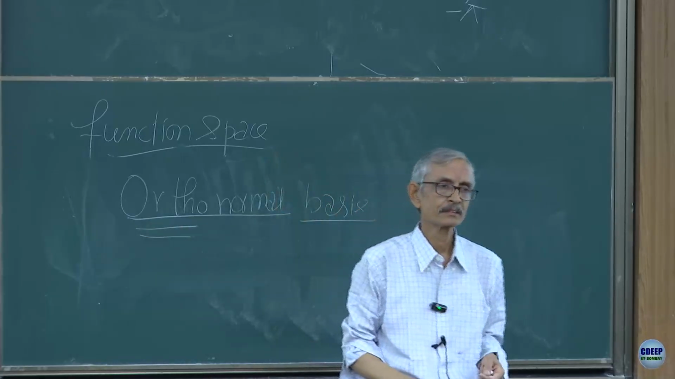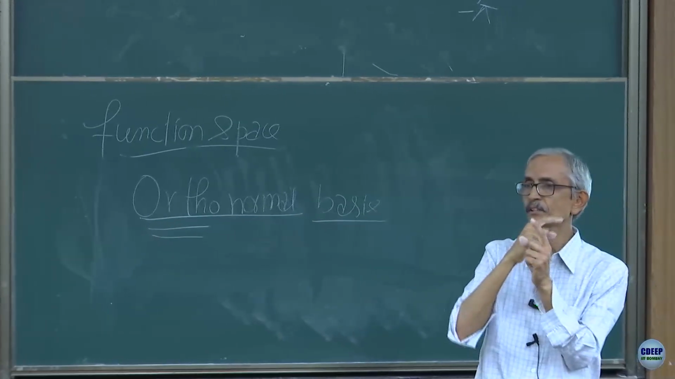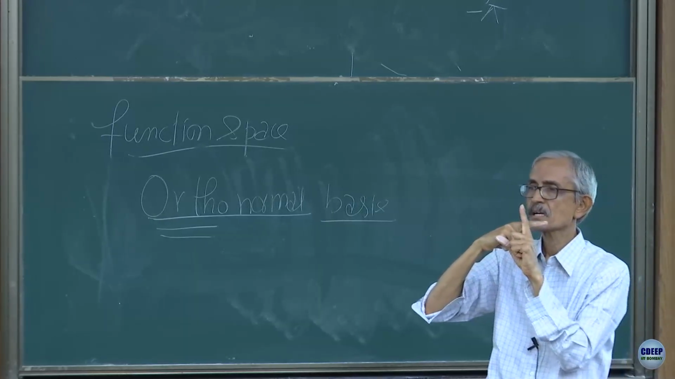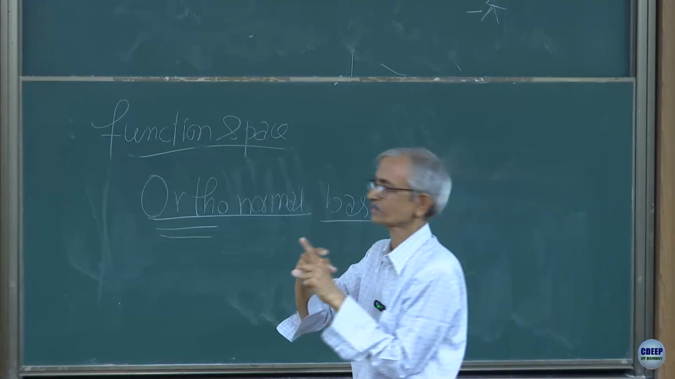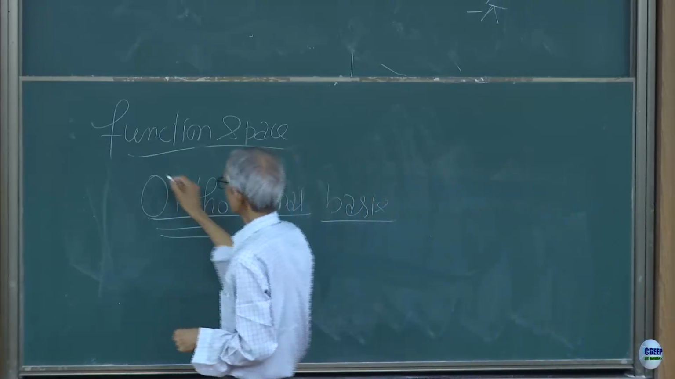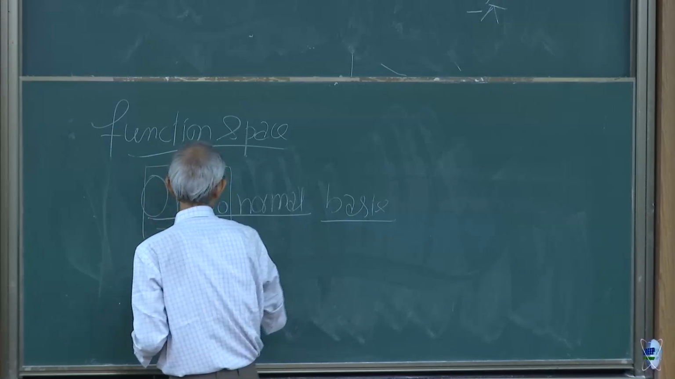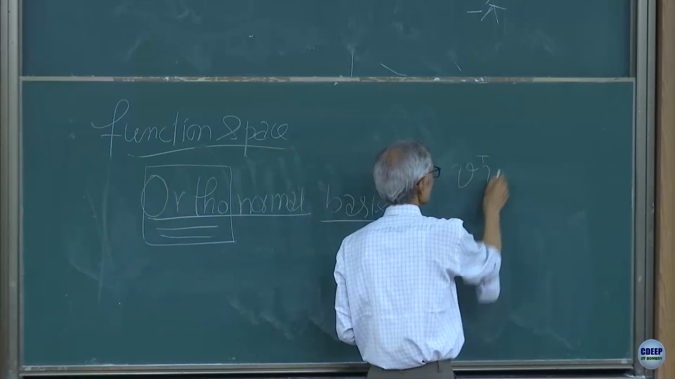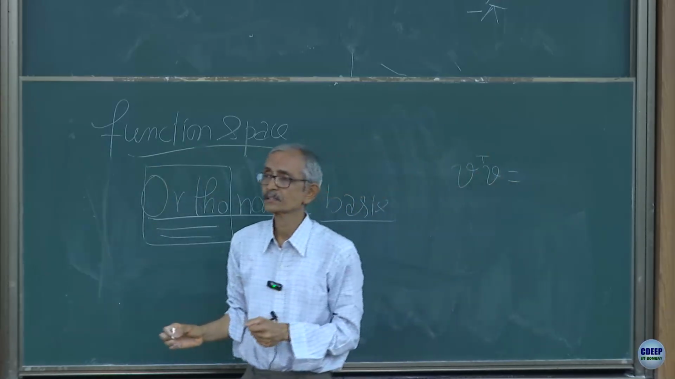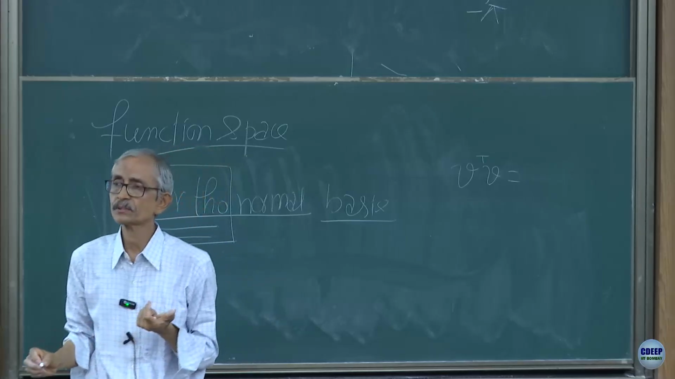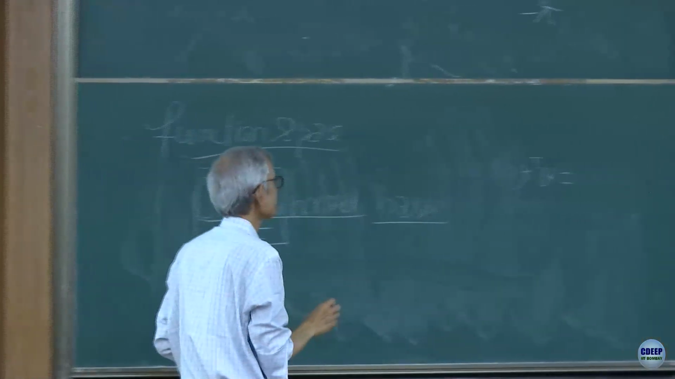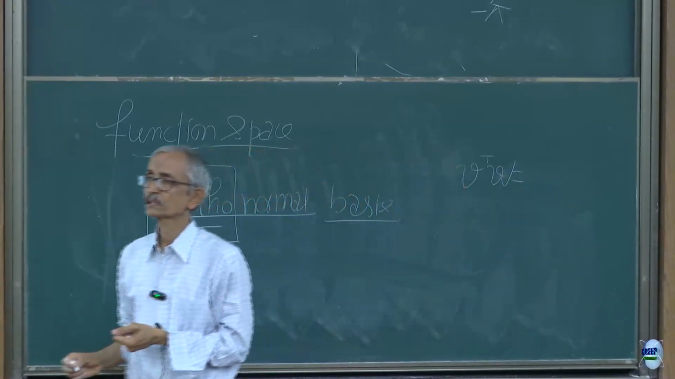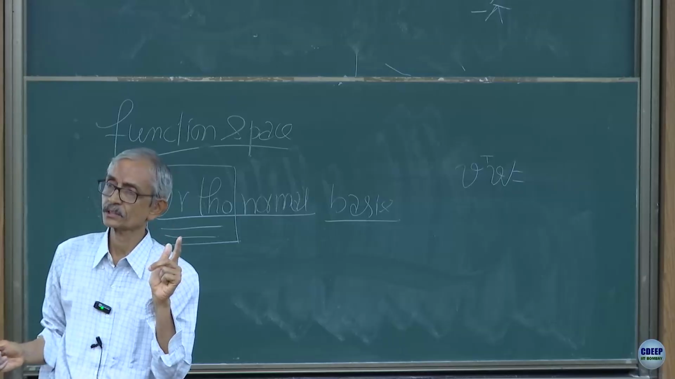Orthogonality means, for two vectors, we said that orthogonal vectors are perpendicular to each other, right? So what does orthogonality mean here? Orthogonality of two vectors: if you have two vectors that are orthogonal to each other, V transpose W equals what? 0, if they are orthogonal to each other, right?